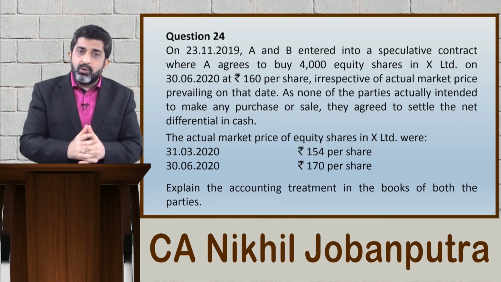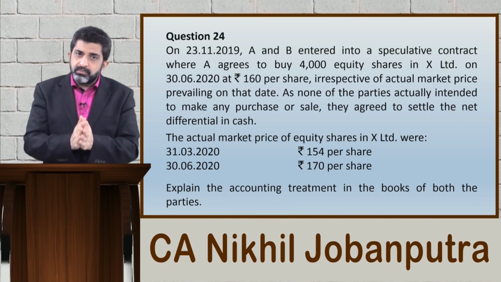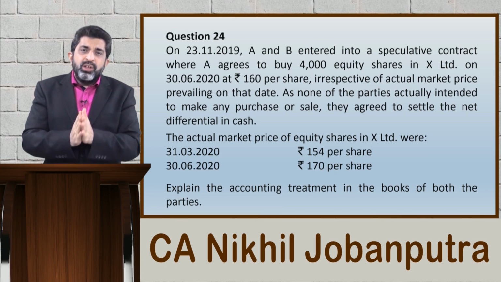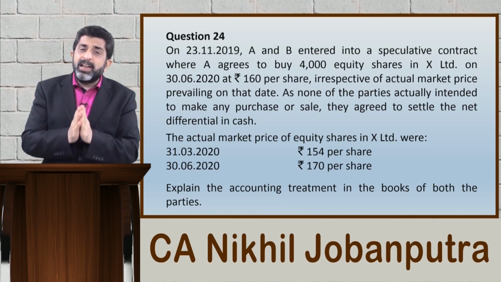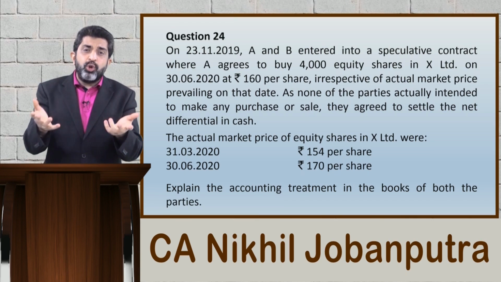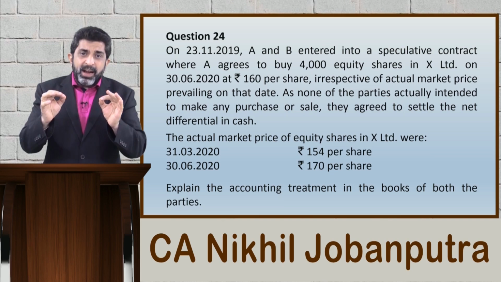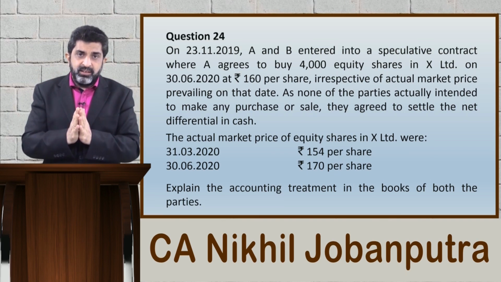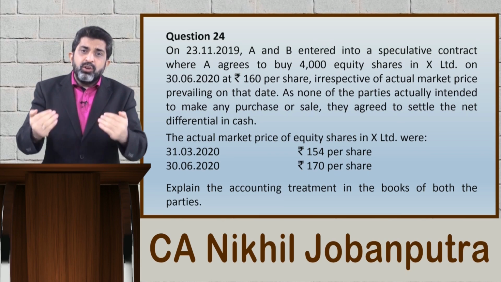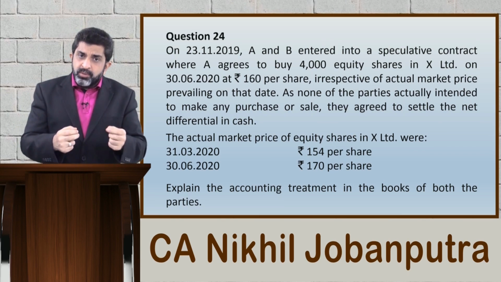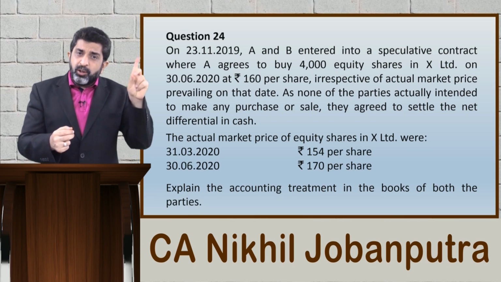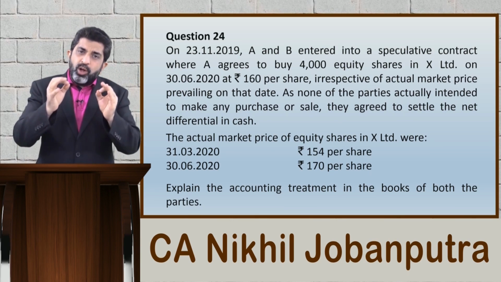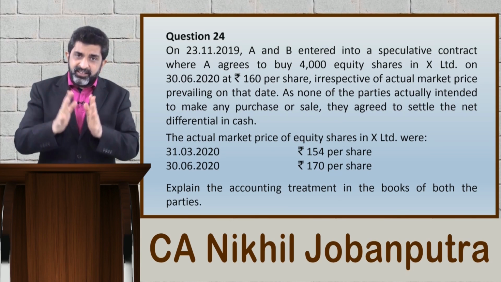So, after all this discussion, let us now come to the accounting entries that will be applied when derivative accounting comes into picture. We begin with the date of contract, that is the trade date. Now, there is one piece of information which we find missing in the question. The question does not inform what is the market price of these equity shares at the date of contract. In absence of information, we are going to assume that the market price of equity shares of X Limited on 23rd November 2019 was also rupees 160.